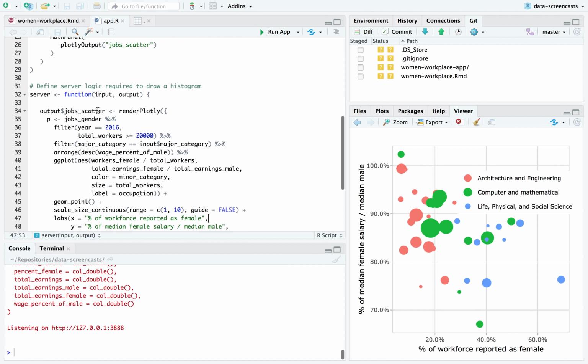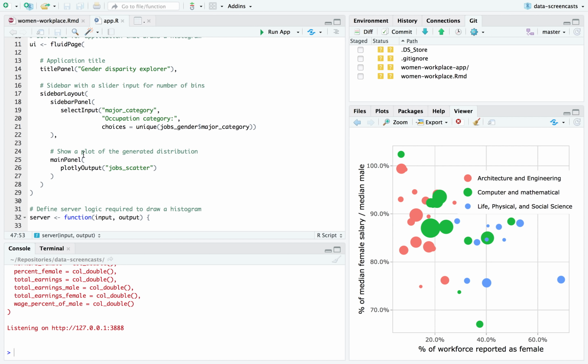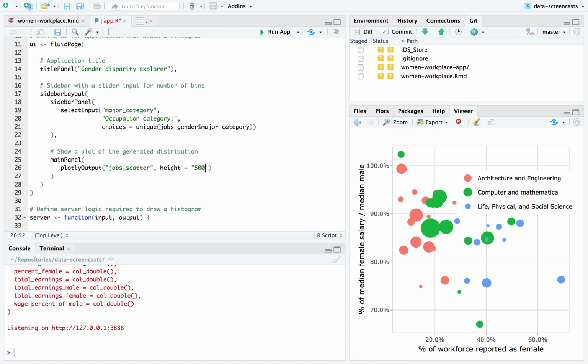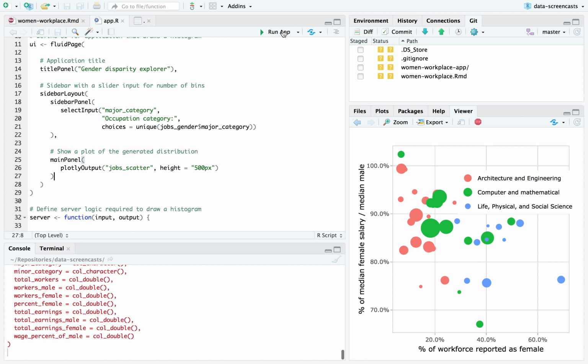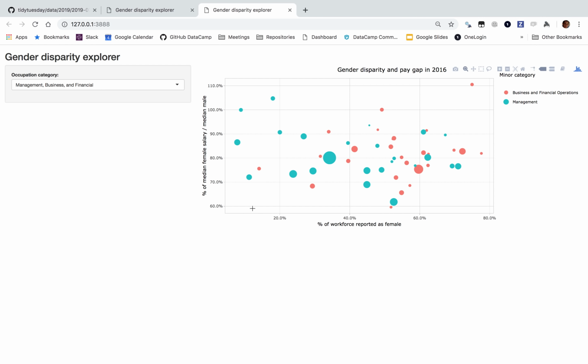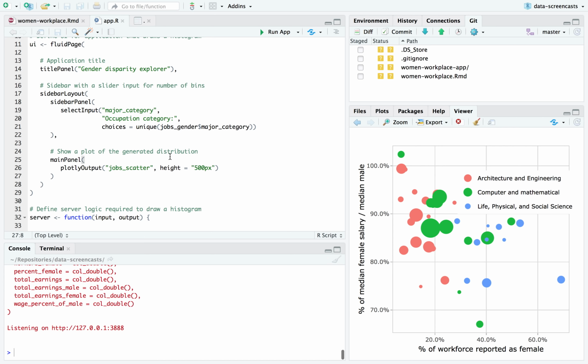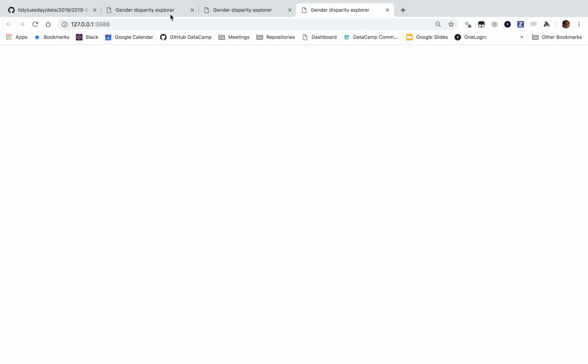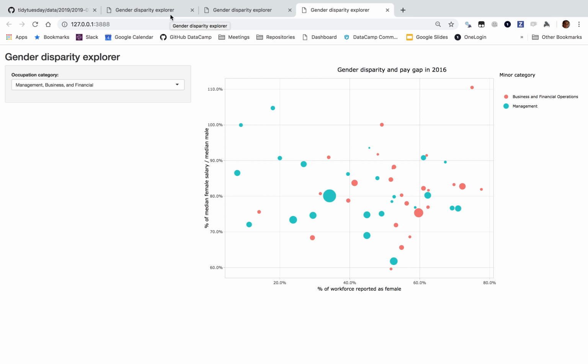It's in the UI output that's the problem. So let's see. plotlyOutput, height. I don't really know my way around heights, but maybe 500 pixels is better. Maybe, let's try 700 pixels. Let's see how that looks. Yeah, that looks pretty good.